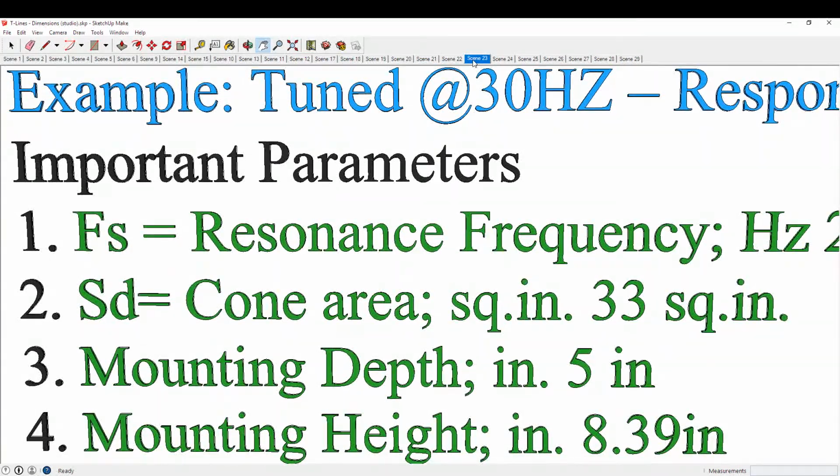You're also going to need mounting height. The mounting height is a bit different from the mounting depth. The mounting depth is pretty much how far the driver actually goes inside of the box. The mounting height, of course, is pretty much the diameter of the driver on the outside. Not the cone of the driver, but the driver itself, the whole housing of the driver itself.